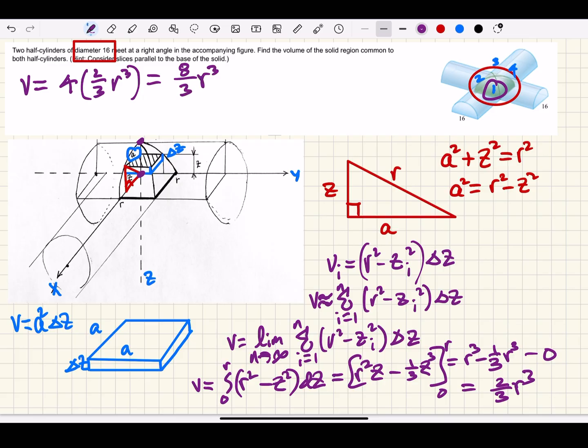We are told that the diameter of these half cylinders is 16. So that means then that the radius would be 8. So to find this volume then, we would say the volume is equal to 8/3 times 8 cubed, or 4,096/3.